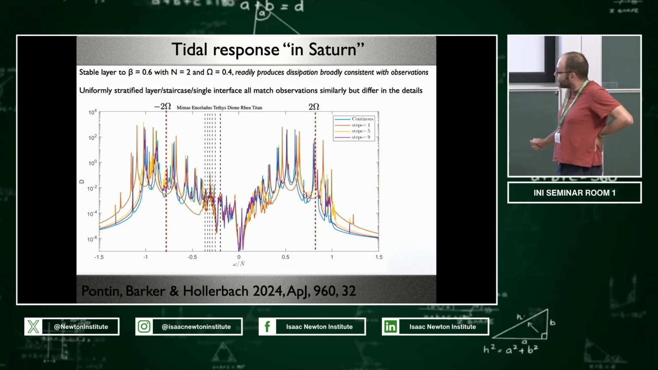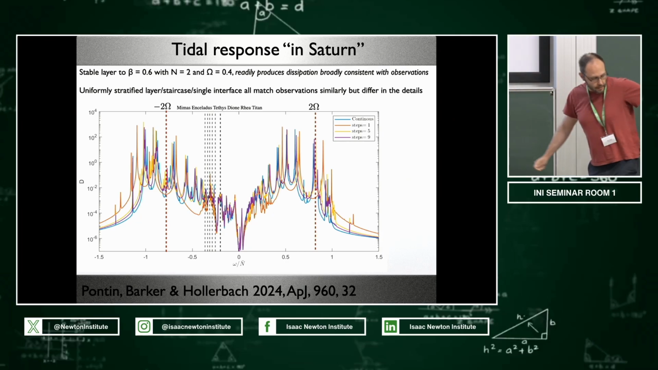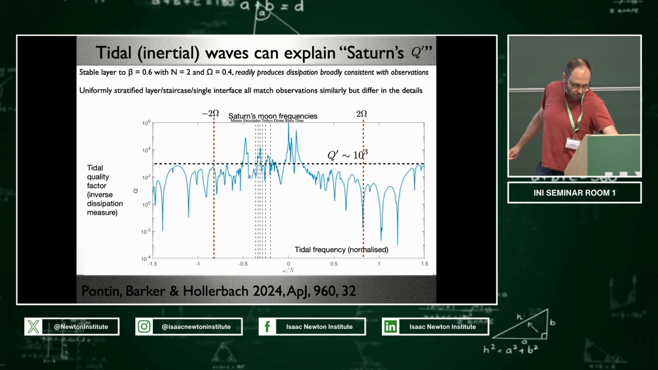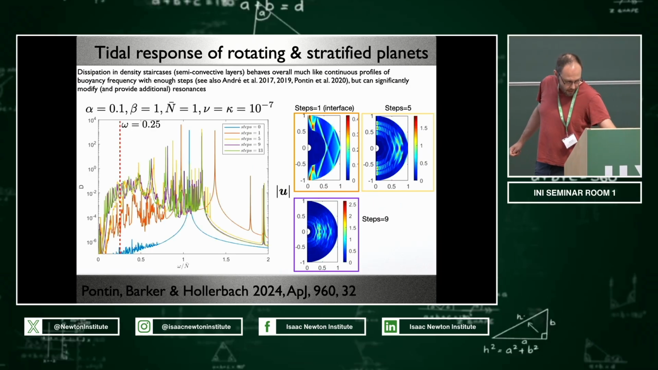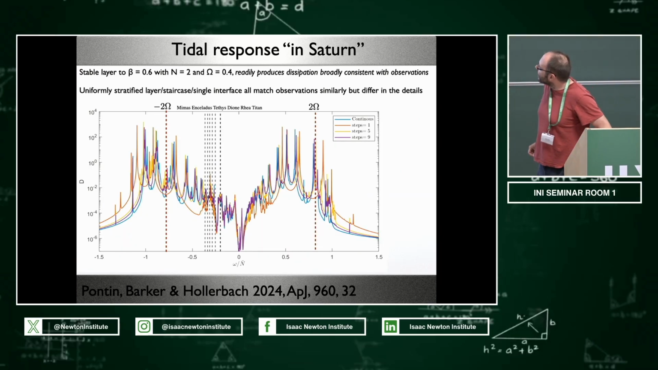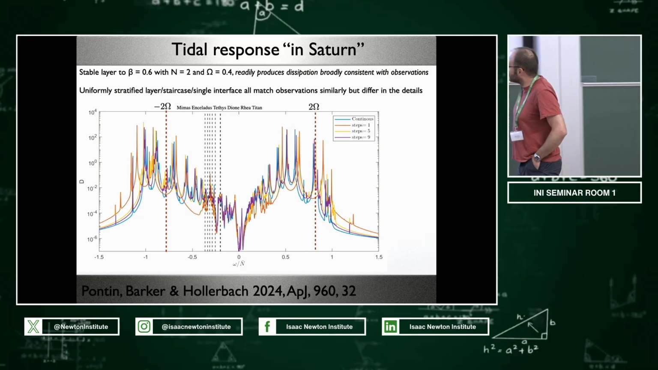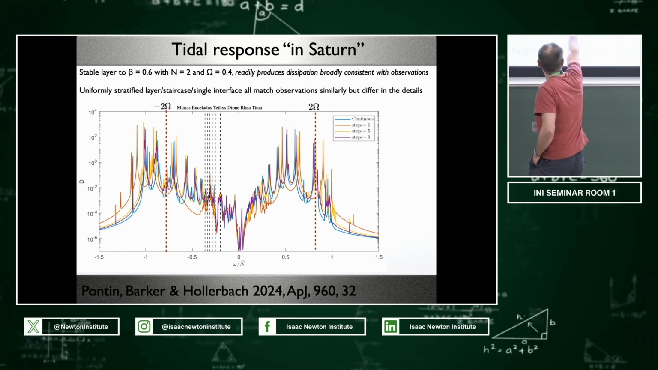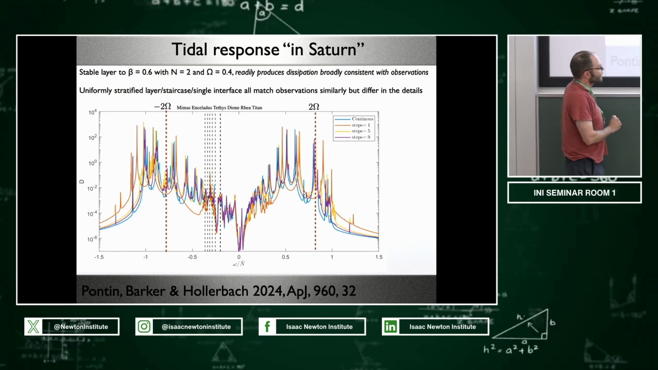So this is showing you dissipation now as a function of frequency, so it was actually the same as the previous plot, but essentially 1 over it for one of the models. And I'm plotting 4 different models on here, and you can see that they're all broadly similar, similar levels of dissipation within the range of Saturn's moons.